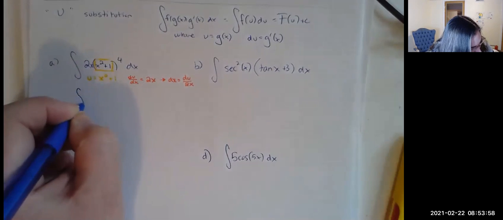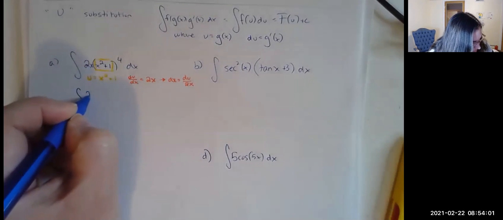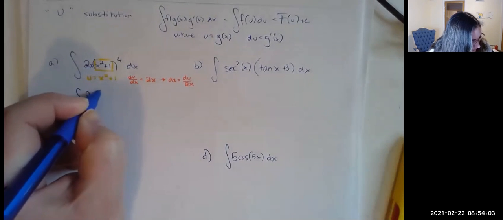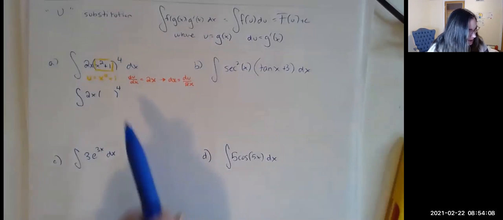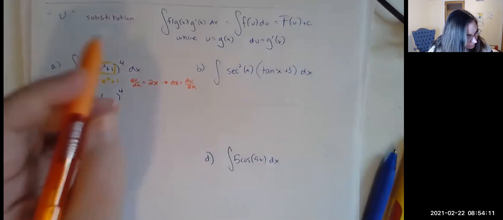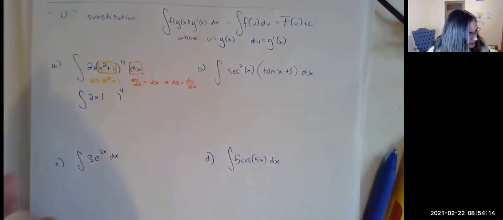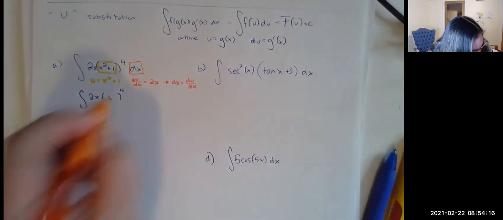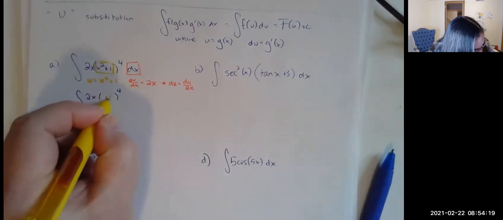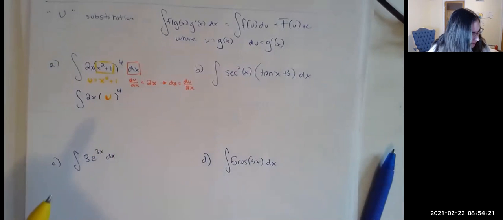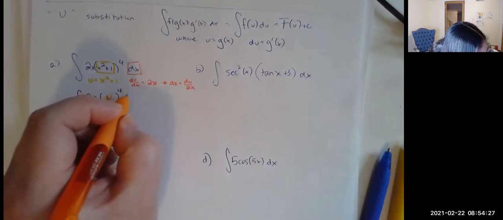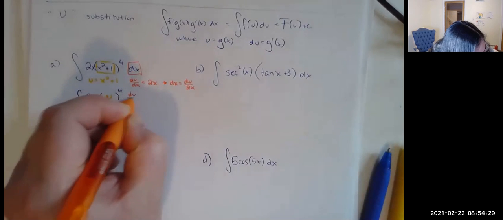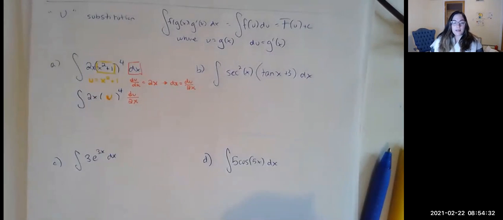So the integral of the 2x I didn't do anything with, so that's just going to stay. And then I'm going to substitute in here the u to the 4th, and then I'm going to substitute for dx. Okay, so here goes, I'm going to keep with the yellow there, u to the 4th, times, instead of dx, I'm going to substitute in that du over 2x. All right, so all we've done is just substitute.